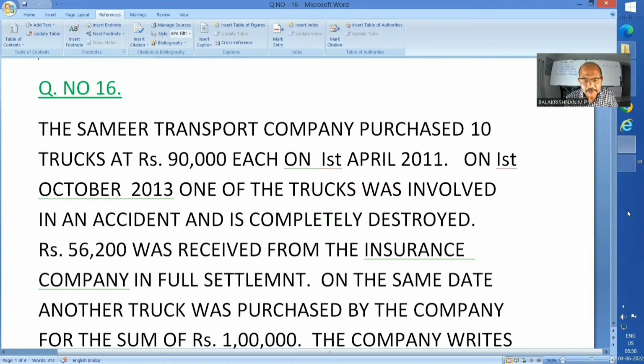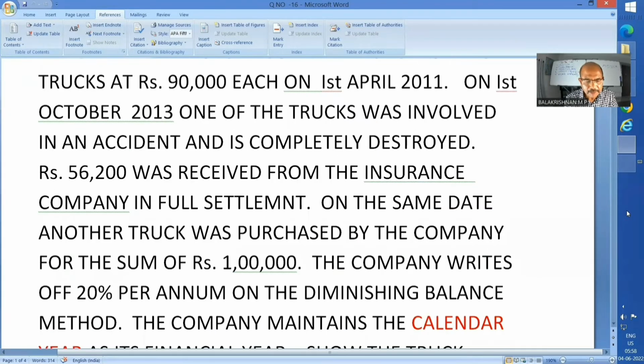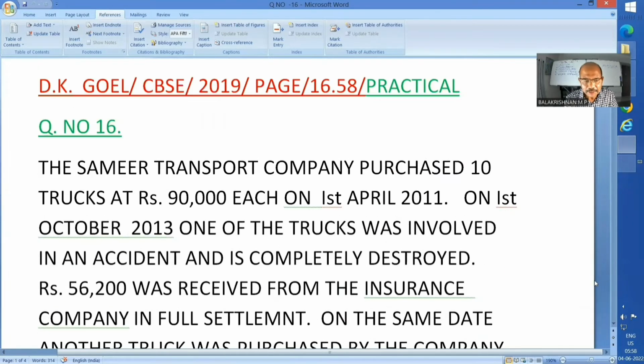So as you say, let us analyze the salient features. Unit price has been given, 10 units purchased. WDV is the method. Calendar year is the financial year. That means January to December. However, deceptively, they have given that the company purchased on 1st April. So students may jump in and conclude April to March. Be careful about all this.